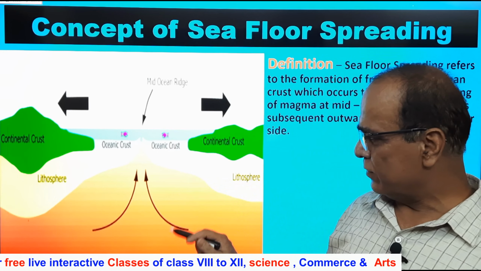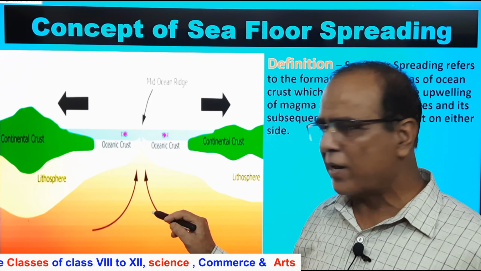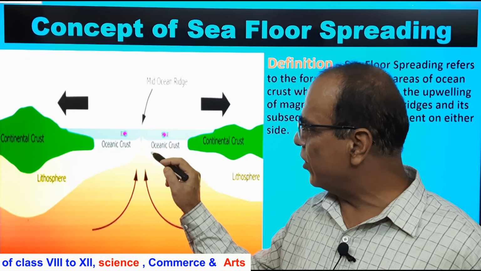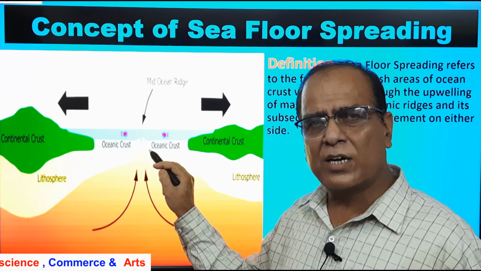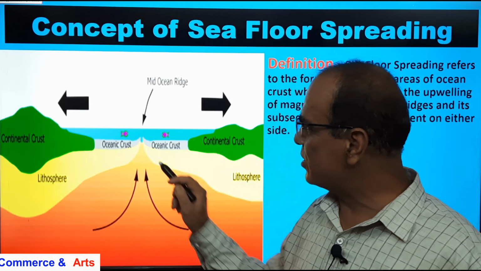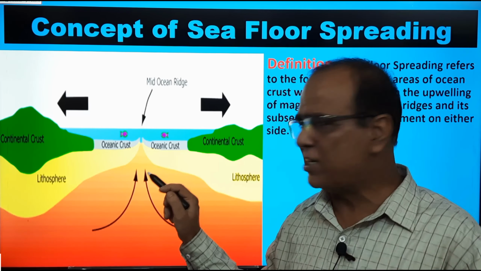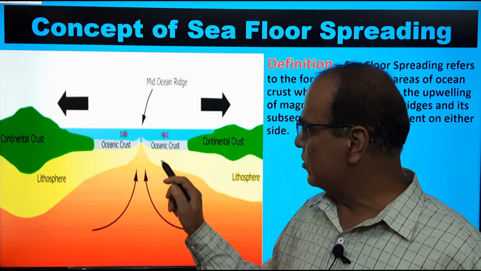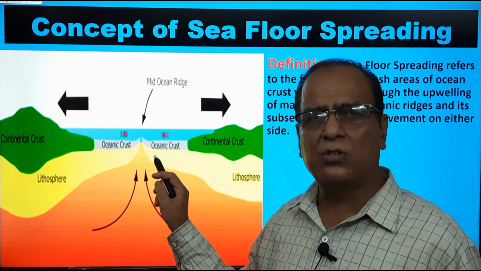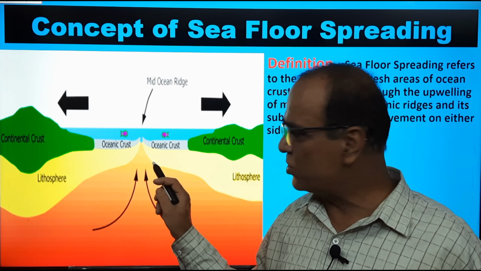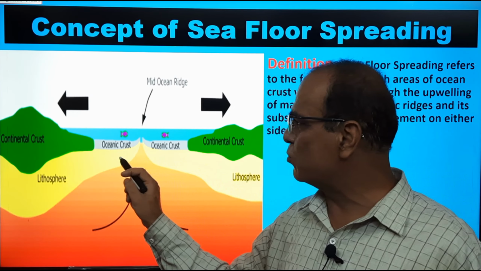Here you can see that this is the storehouse of magma, wherefrom magma has a tendency to move up, and thereafter there is continuous upwelling. What happens? There is a kind of tensional force created here, and then opening takes place, a fissure forms, and thereafter this oceanic plate keeps on moving both ways, sidewards. As you can see here, it's moving this way, and here it's moving this way.